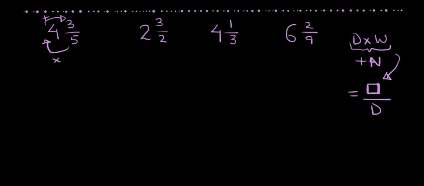Let's look at a few questions. So what I am supposed to do is 5 times 4, that's a 20, plus the numerator, that's a 3, over the denominator, which stays the way that it was, 5. So that's 23 over 5.